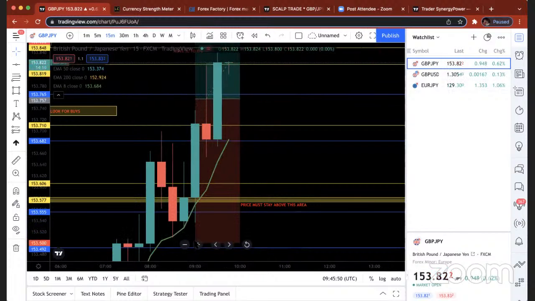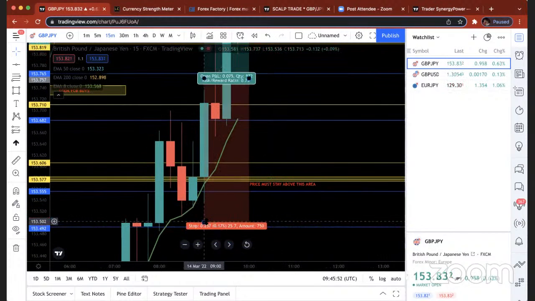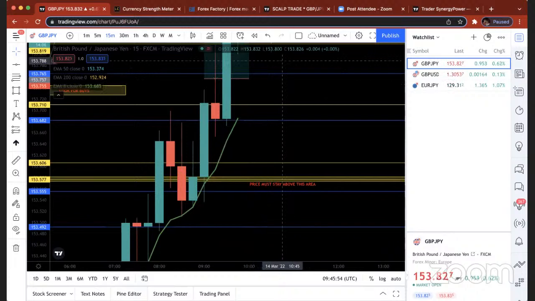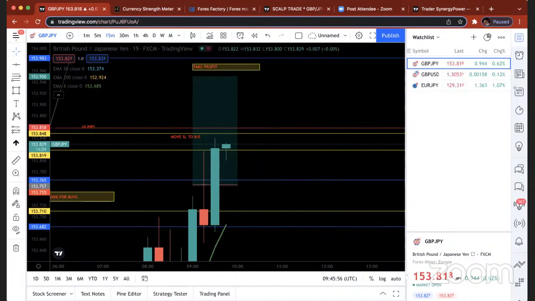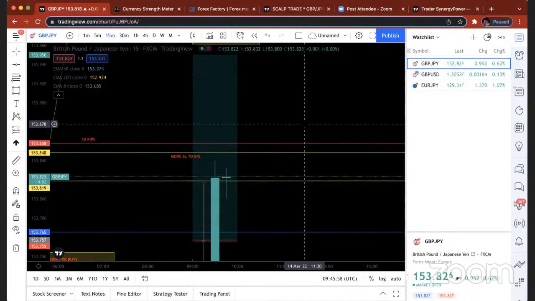Stop loss to break even. If we get stopped out, we'll just take another entry. Move stop loss to break even because it might fly. If we get knocked out, we just get back in.